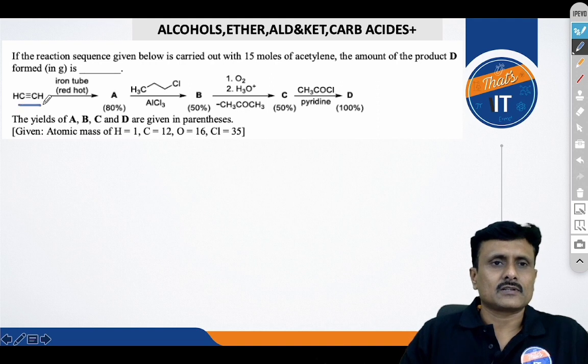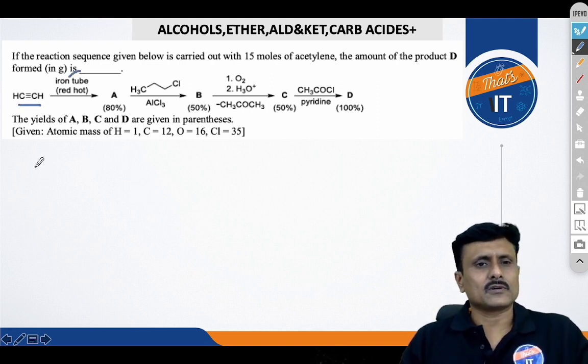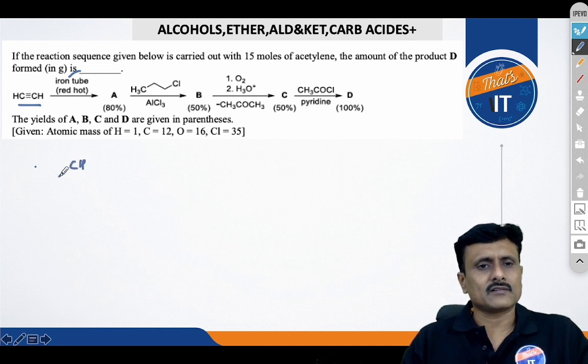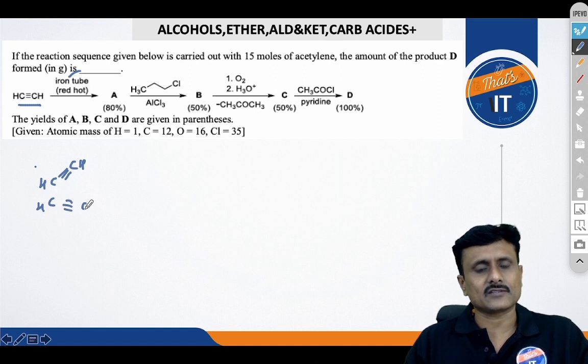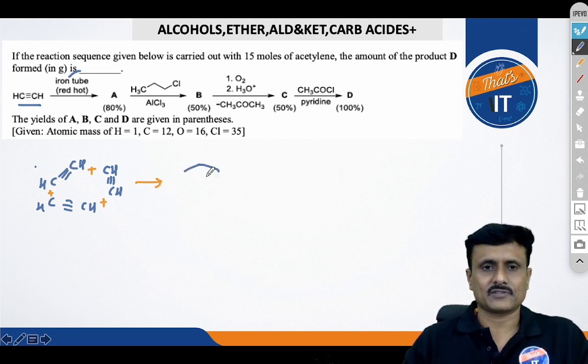Now you can see this is sent through an iron tube or copper tube, the very famous reaction of acetylene, where when it is sent through the iron or copper tube, 3 moles of acetylene would combine with each other to give you what? Benzene. So 3 moles of acetylene give rise to benzene.